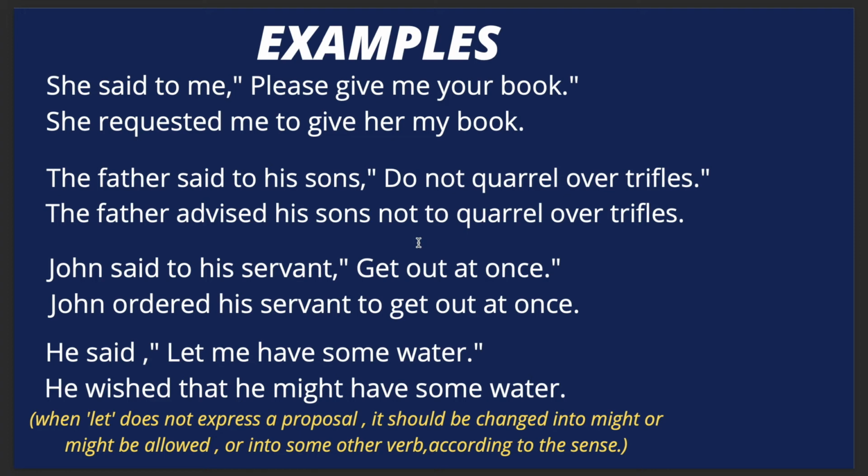Let's move to the next example. John said to his servant, "Get out at once." Now, when we say to someone, "get out", then it's an order. So the mood here is order. So we will replace the reporting verb by "ordered". John ordered his servant. It's a positive sentence, that's why the commas are replaced by "to". John ordered his servant to get out at once.